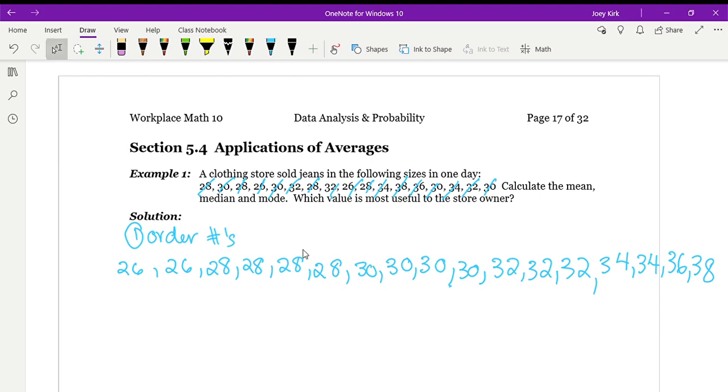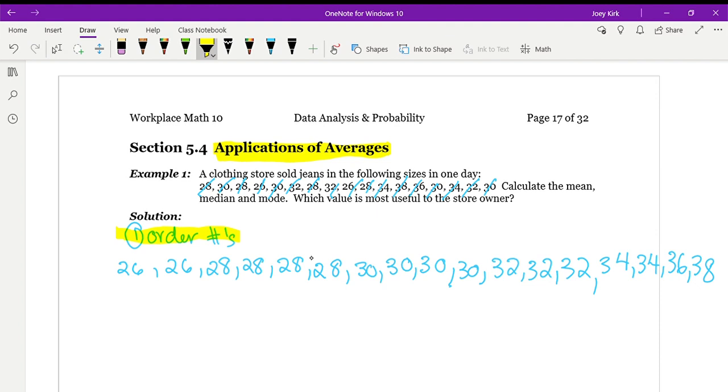Okay, so in section 5.4, we're going to look at applications of averages. So we're going to look at why averages are useful or how you can use averages day to day, okay? So for the purposes of this first example, I've already ordered the numbers, so I've already done the most important part, which is order the numbers, just because it's probably really boring to watch me do it.